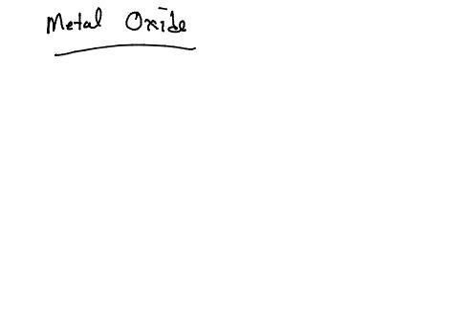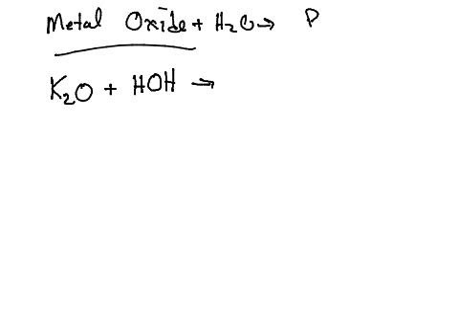An example of a metal oxide might be potassium oxide. That would be K2O, not KO. K has a charge of 1 and O minus 2. I'm going to write water this way: HOH, same as H2O. Metal oxides plus water always make a base. Non-metal oxides with water make acids, and metal oxides with water make bases. So what is the base of potassium? Potassium hydroxide, KOH. Now, is that correct?